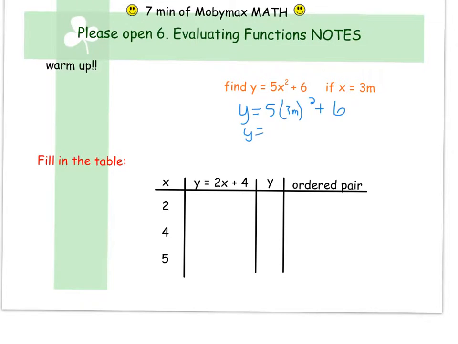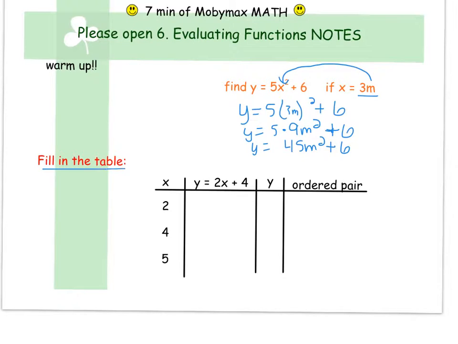So y equals, remember exponents before multiplication, so 5 times 3m squared is 45m squared. And then the 6 does not change, that stays constant. And then y equals 45m squared plus 6. So substituting in, evaluate just means substitute in and simplify.